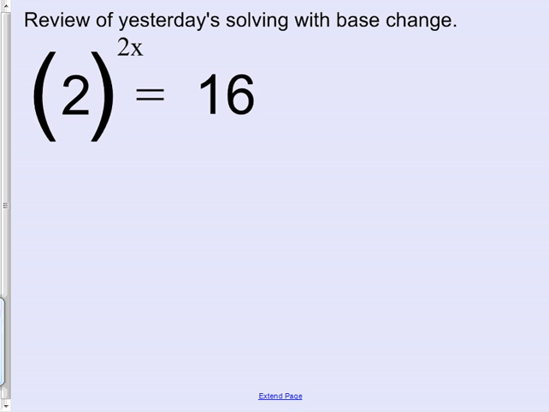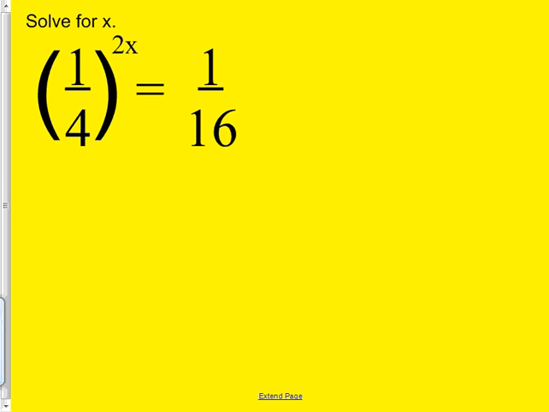All right, moving on to this guy. Base change. Can I get that 16 to turn into something with a 2? Yeah, 2 to the what? There you go. And now that the bases are the same, that equals that, and it's no big deal. Okay, so also from yesterday, a little bit more complicated one. Can I make both of these into 2 to the something? That can be 2 to the something, and so can that. And once the bases are the same, you're good.